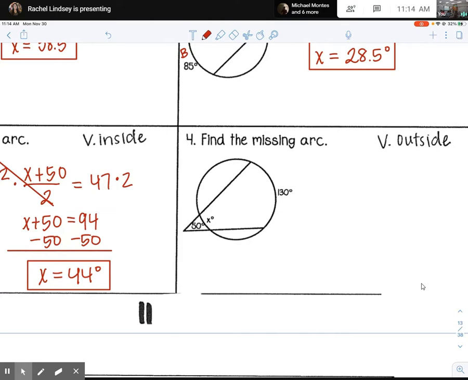So arc minus arc divided by 2. What's my big arc? 130. What's my little arc? x. And then my angle is 50. So arc minus arc: 130 minus my little arc x, over 2, equals my angle, which is 50.